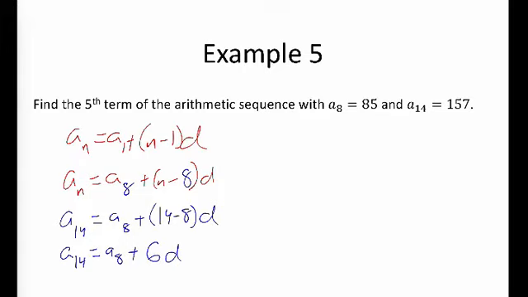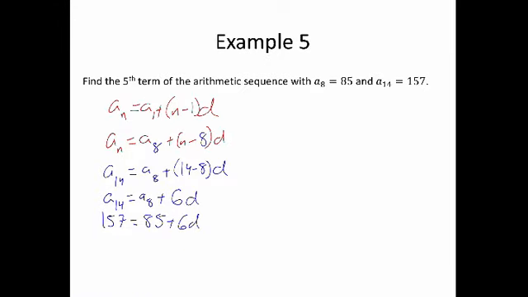So plugging in the rest of what we know here, we got 157 equals 85 plus 6 times d. Let me zoom out a little bit because I was starting to run out of room. Let's subtract 85 from both sides. We end up with 72 equals 6 times d. To solve for the common difference d, we divide both sides by 6, and we end up with a common difference of 12.